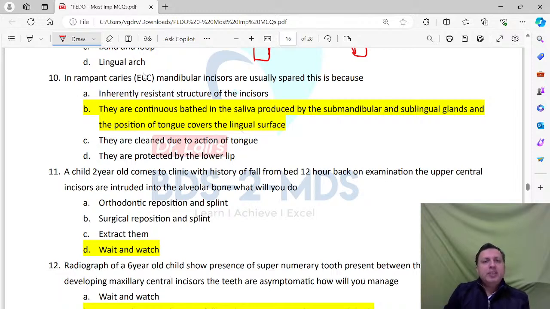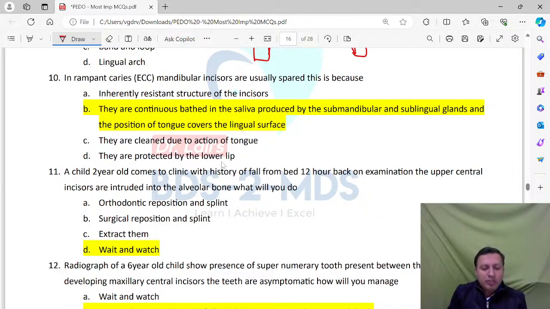Now, in rampant caries, the mandibular incisors are usually spared. This is because of the inherently resistant structure of the incisors. They are continuously bathed in the saliva produced by the submandibular and the sublingual glands, and the position of the tongue covers the lingual surface. They are clean due to the action of the tongue. They are protected by the lower lip.